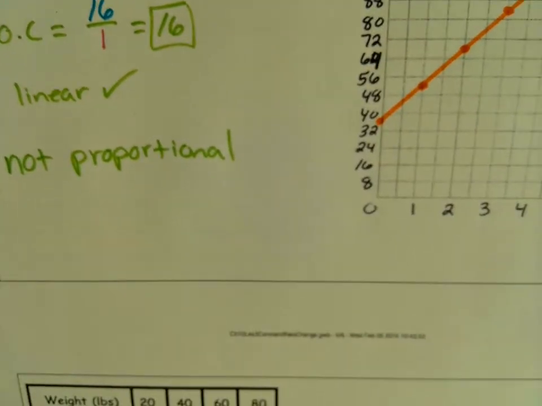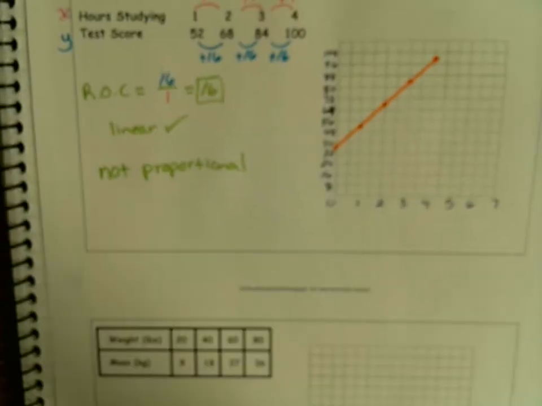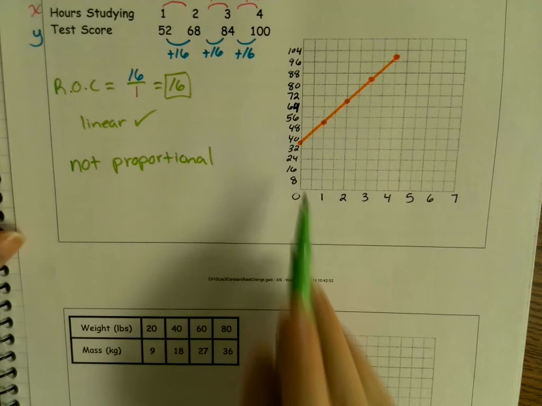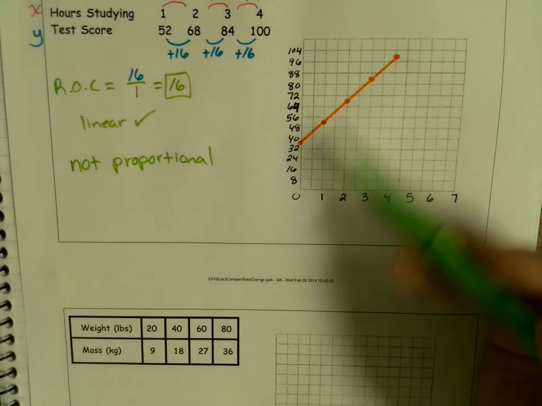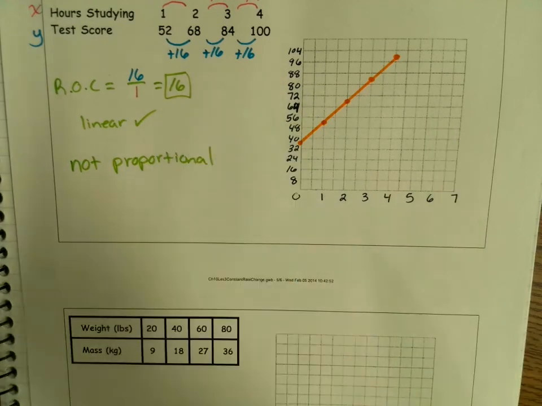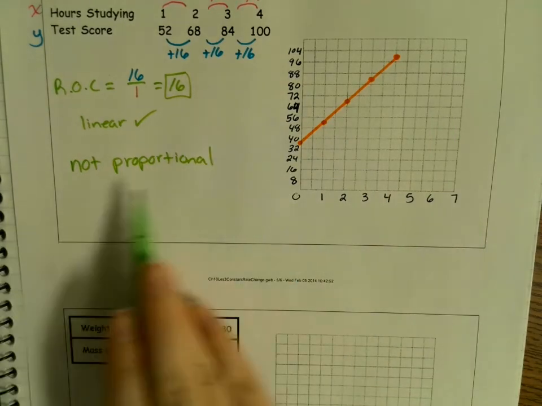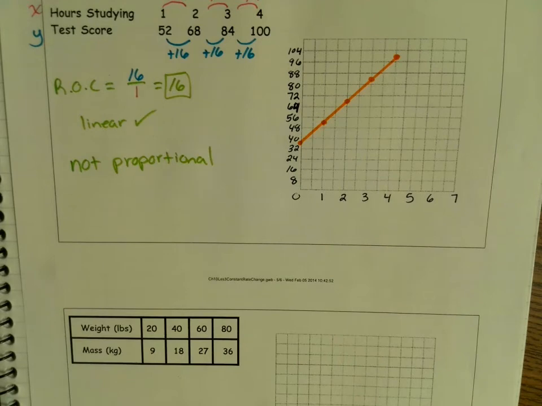And like I said before, not all linear relationships have to be proportional. It can only be proportional if it's crossing through 0, 0. So we do have a linear relationship because it is creating that straight line. It has that constant rate of change, but it's not proportional because it didn't pass through 0, 0. Let's take a look at the next example.